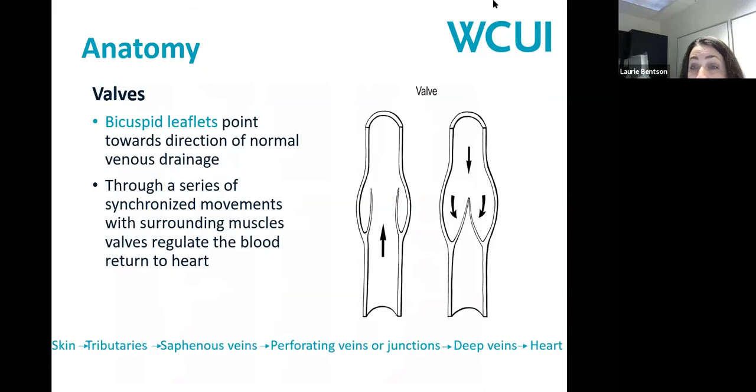Typically, our venous flow is coming from our skin, those superficial veins that are close to the surface of our skin to help regulate the body temperature. Then it drains into those tributaries, and the tributaries then drain into the saphenous vein. And from the saphenous vein, the blood will move through the perforating veins or through those two junctions, the saphenopopliteal or the saphenofemoral junction, and then into the deep system and back towards the heart.